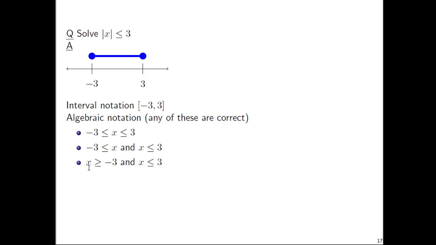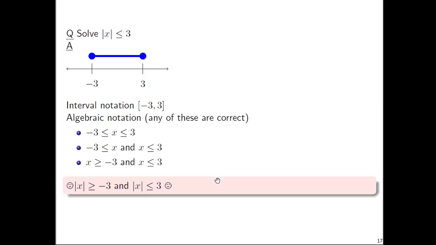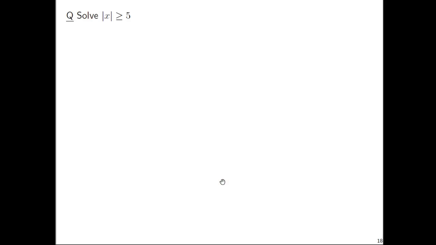We don't just want the values of x to be greater than or equal to negative 3. That's why the word and is here, they also need to be less than or equal to 3. I've seen things like this that people try to write down, which doesn't work. Just because there's an absolute value at the top, people sometimes try to write absolute value of x greater than or equal to negative 3 and absolute value of x less than or equal to 3. But we need to provide an answer about x.